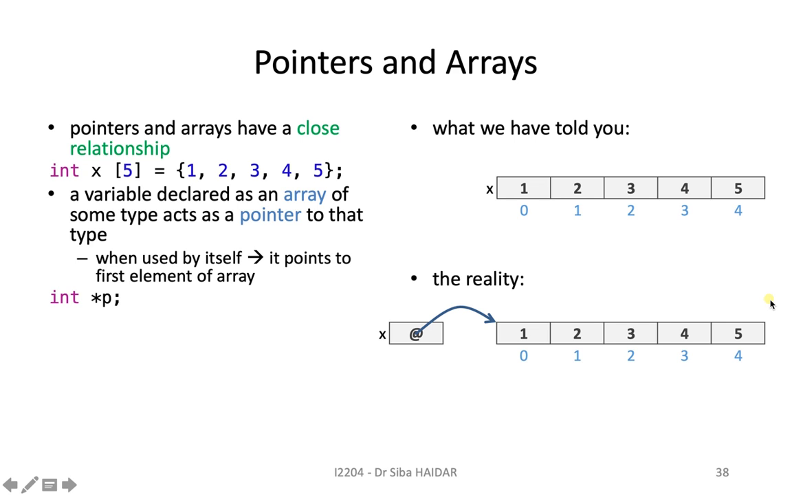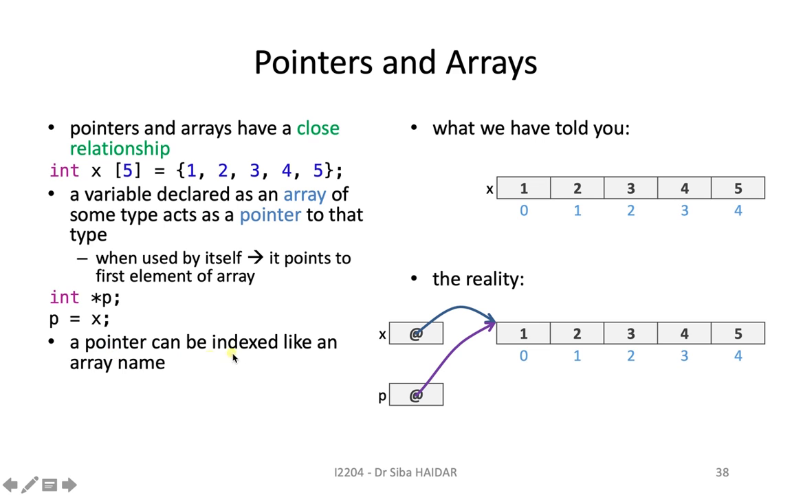I can also declare a pointer p of base type int, and I can make the assignment p receives the value of x. So I have this schema. p is a variable of base type int, and p also shares the same pointee as x. A pointer can be indexed like an array name. You can use either x or p inside the array syntax.